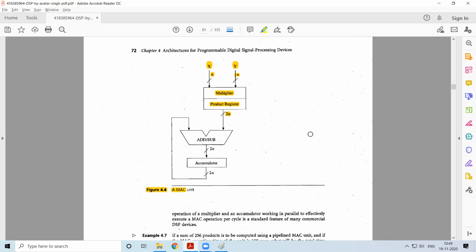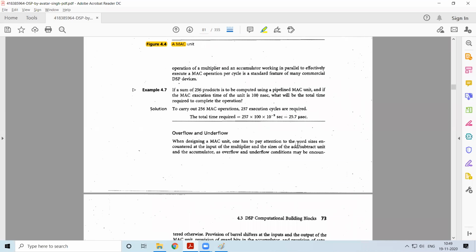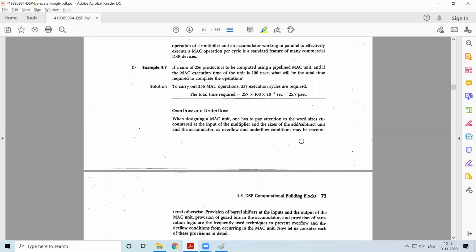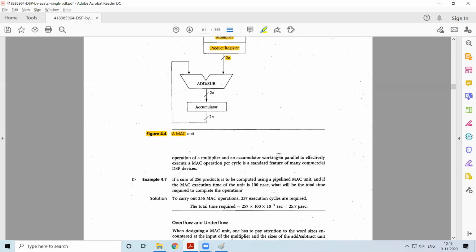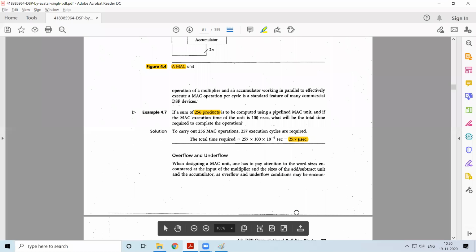For example, in convolution, you require that. If I go for the regular operation, it might take a very long time. The example we had taken requires 25.7 microseconds for 256 products. But with a regular microcontroller, it may be in terms of seconds, not even microseconds. That is a very huge difference.